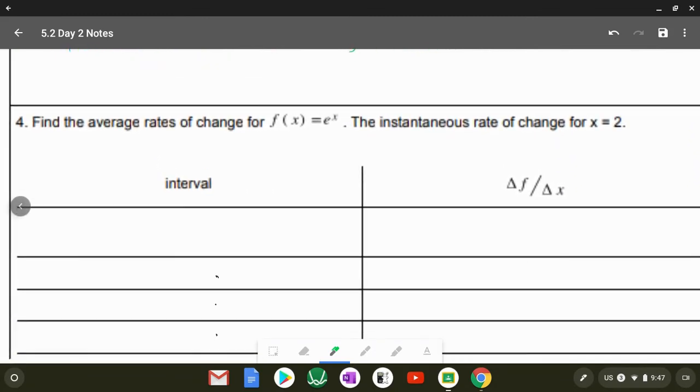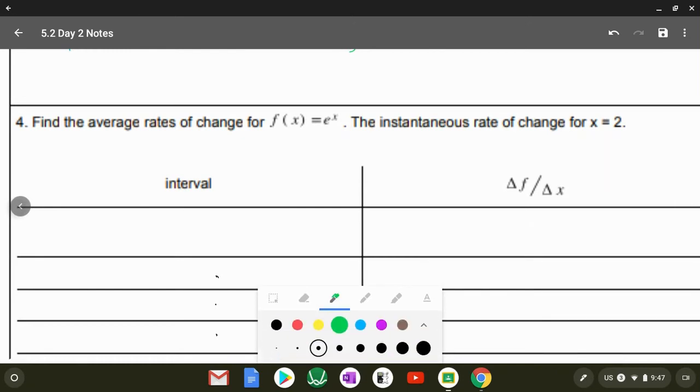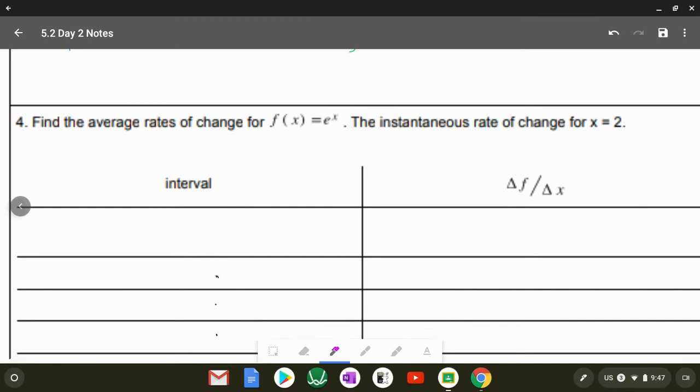Okay. So we want to find the average rate of change for f of x equals e to the x, and then find the instantaneous rate of change for x equals 2. Now we didn't give you the interval for these ones, so I'm going to go ahead and provide the intervals for you. But at the end, we want to find the instantaneous rate of change for x equals 2. So what I'm going to do is lead you into this by talking about what instantaneous rate of change is.